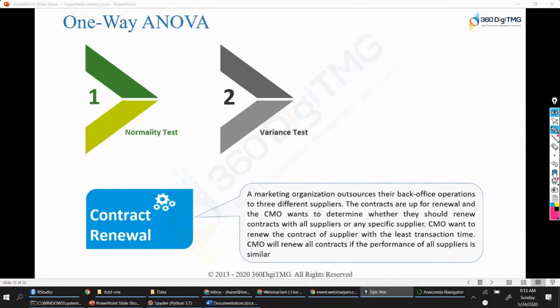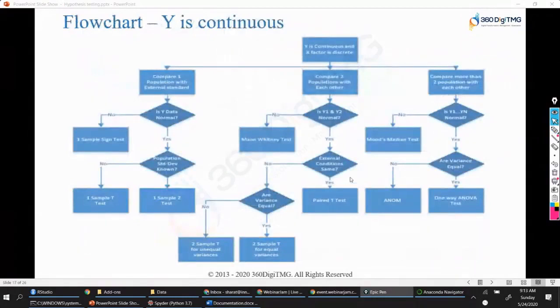So if I go to that flow chart, if I come here, the output variable is the transaction time. Of course, it is continuous, so we follow this flow chart itself. And X is a factor, and here I have 3 suppliers: supplier 1, supplier 2, supplier 3, or you can say A, B, C. Because it is greater than 2 populations, we come to this particular branch.